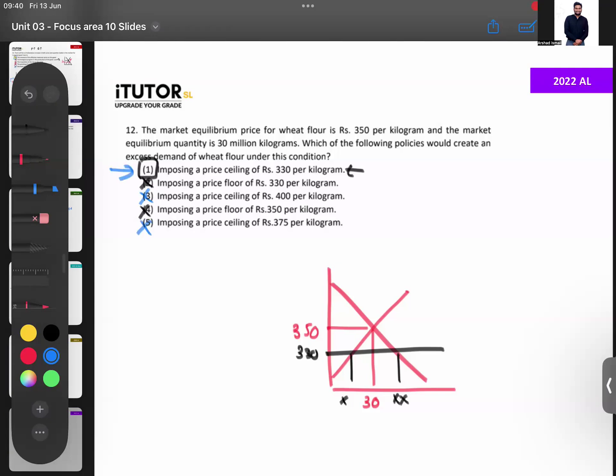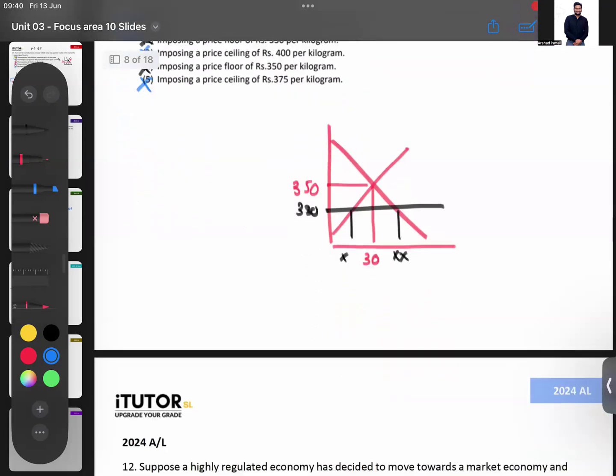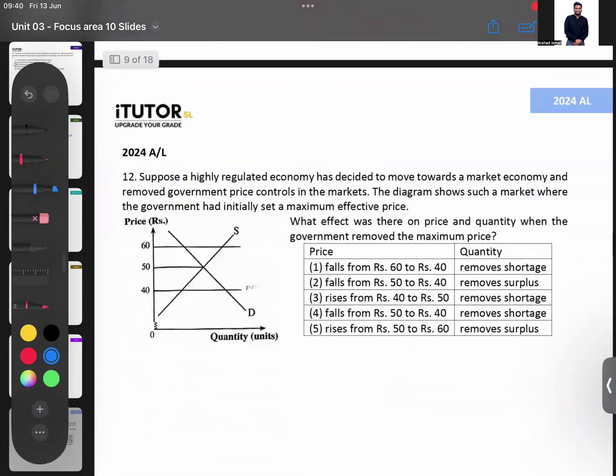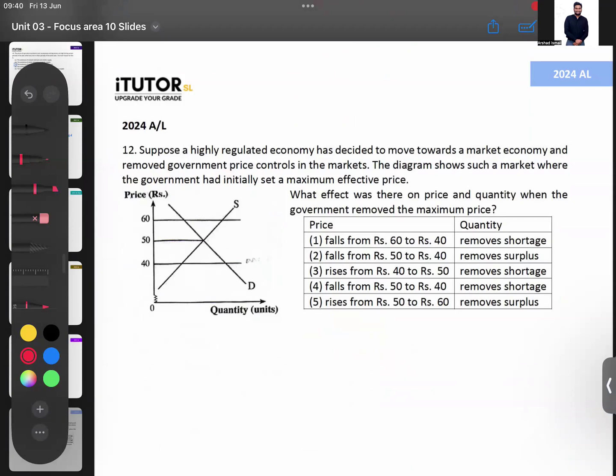That's 2022. Then the last one we have in terms of MCQs is the 2024 MCQ paper, question number 12. Suppose a highly regulated economy has decided to move towards a market economy and removed government price controls in the market. The diagram shows such a market where the government had initially set a maximum effective price. So a maximum price, is it at 40 or is it at 60? If they have set a maximum price.